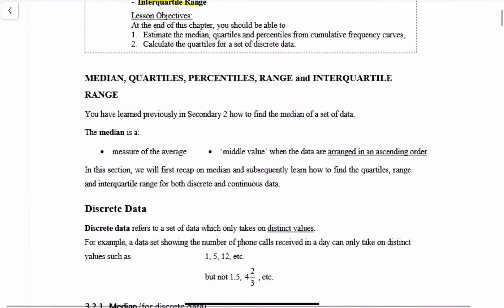In Sec 2, you have learned how to find the median of a set of data, right? So you know what is a median. To help you recall, median is actually a measure of the average, and it is the middle value when you arrange them in ascending order. So when you take numbers, you arrange them 1, 2, 3, 4, 5, for example, from smallest to biggest. Median is the number that is right in the middle. Okay, so that was what median means.